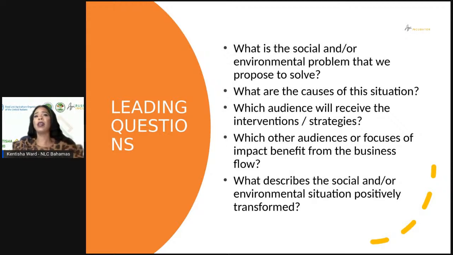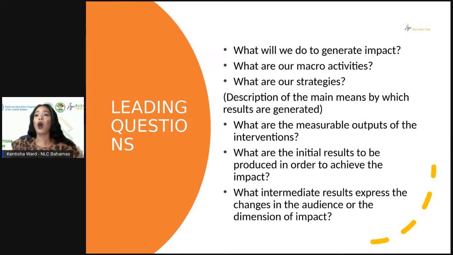Also, what describes the social and or environmental situation positively transformed? After you've already created different avenues to process these onions, how have you changed the social dynamics or the environmental situation in your community? Also, what will your business do to now generate this impact? What are the small and big activities, the macro and micro activities that this business intends to do to actually generate impact? What are your strategies to generate impact with your business?